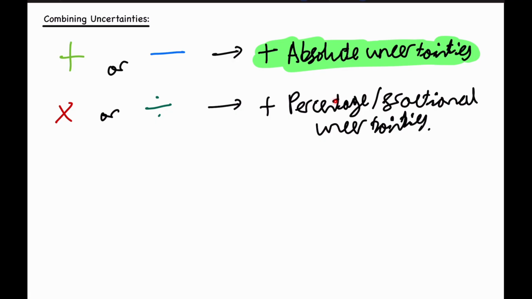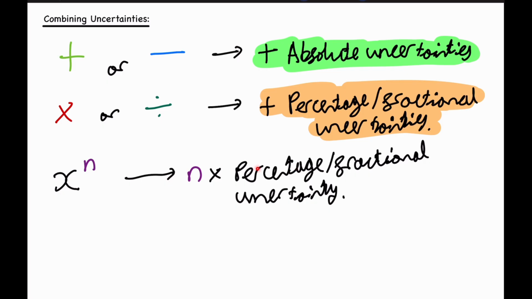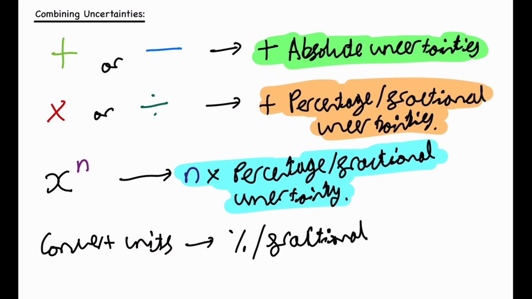Once you choose one of these, stick to it so you don't mix percentages and fractions. And when you raise to a power, for example, x to the power of n, you just multiply n by the percentage or the fractional uncertainty. If you multiply it by the percentage uncertainty, you will get a new percentage uncertainty of the total value, and if you multiply it by the fractional uncertainty, you'll get a fractional uncertainty of the total value. Don't mix them up. It's worth noting that when you convert units, your percentage uncertainty or your fractional uncertainty stays the same.